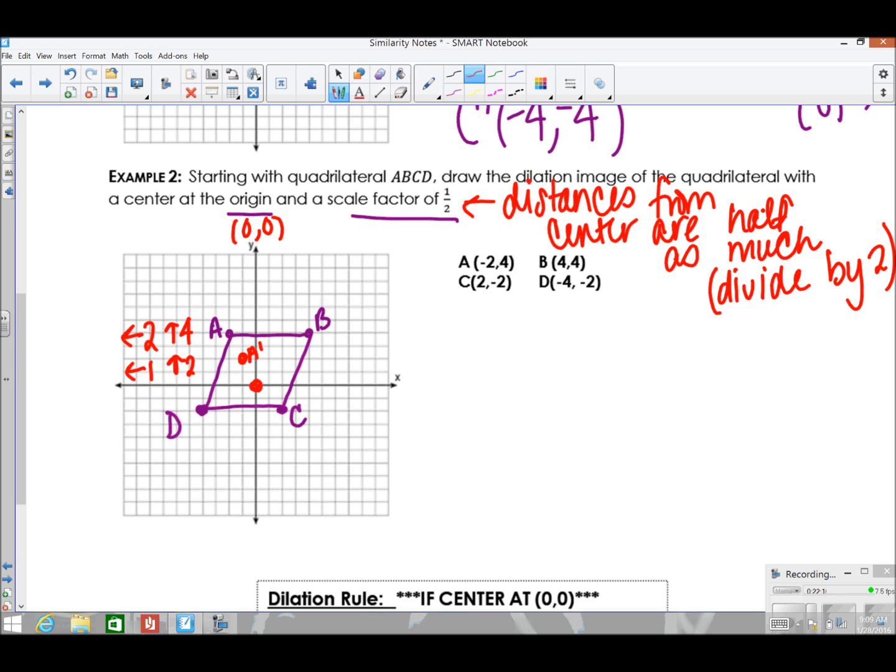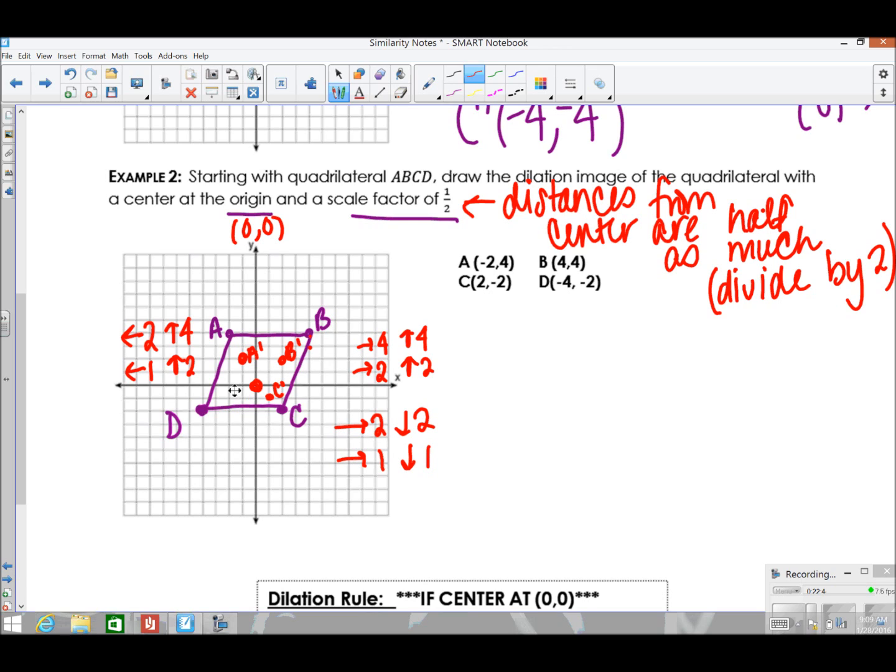That'll be A prime. Then to get to B, I had to go 1, 2, 3, 4. So right 4, up 1, 2, 3, 4. So half of that would be right 2, up 2. And you see that your figure is getting smaller, so that's good. So then to get to C, I went right 2, down 2. So right 2, down 2 means you're going to go right 1, down 1.